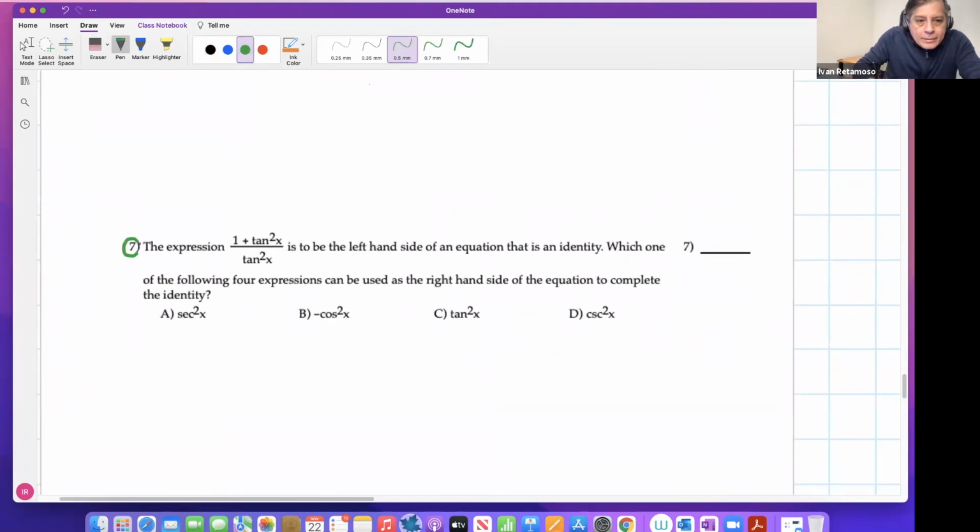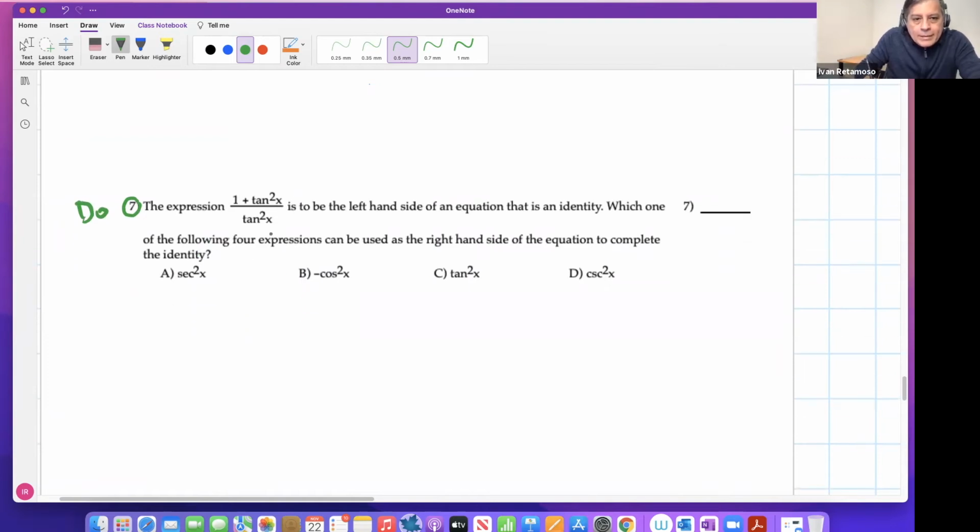Make sure that this one is done. It says the expression (1 plus tangent squared) divided by tangent squared is to be the left-hand side of an equation that is an identity. Which one of the following 4 expressions can be used as the right-hand side of the equation to complete the identity, right?